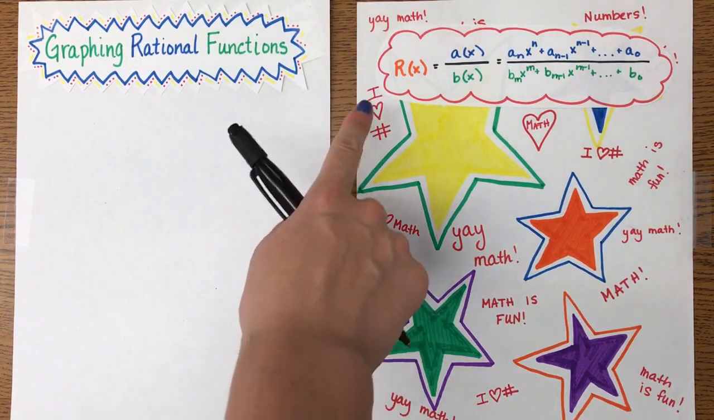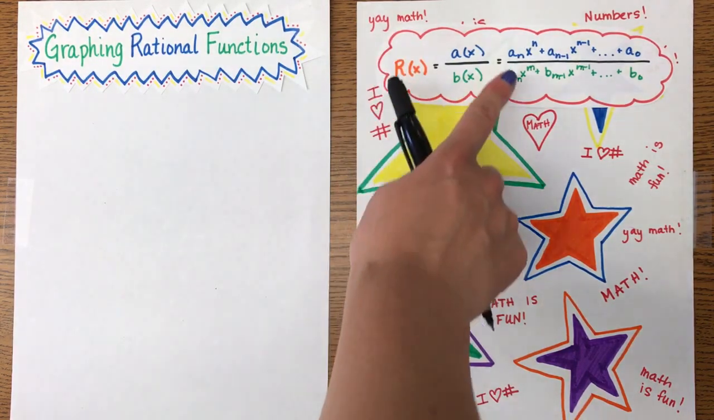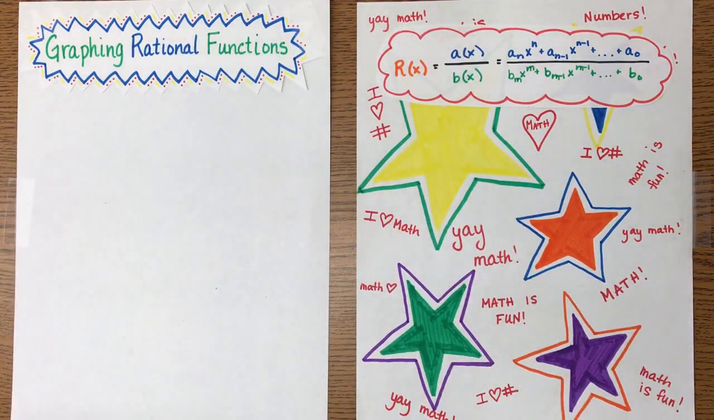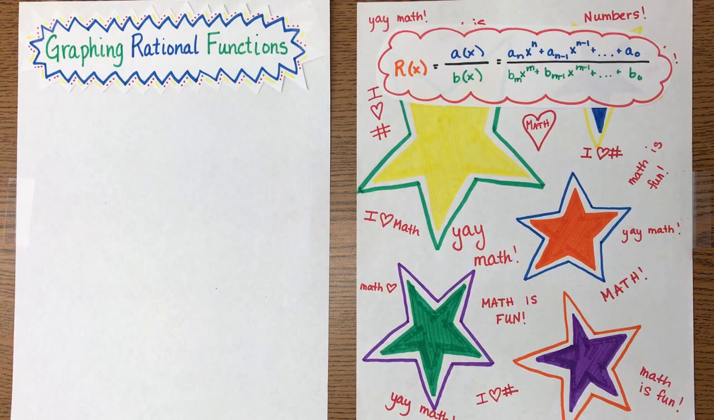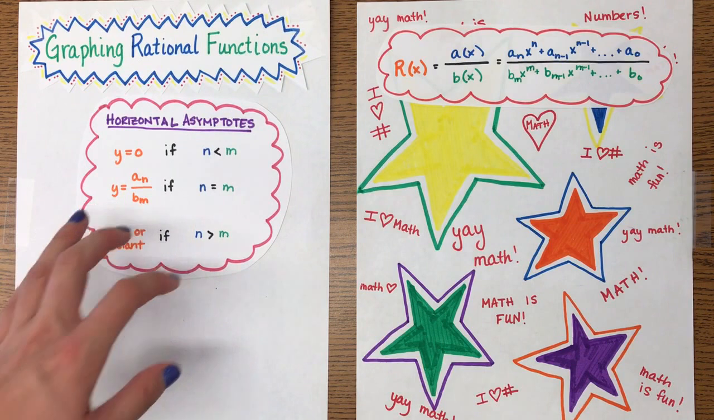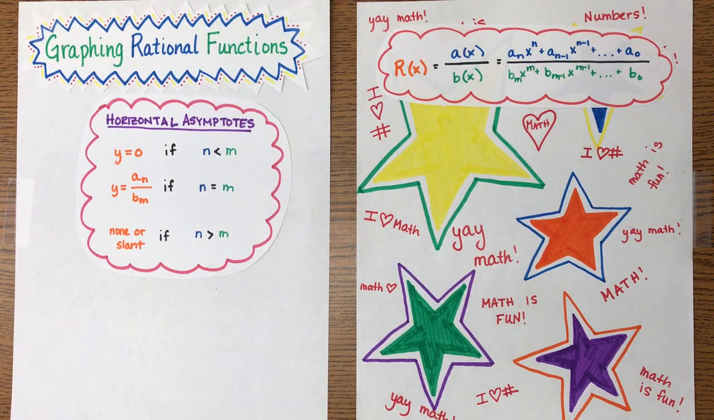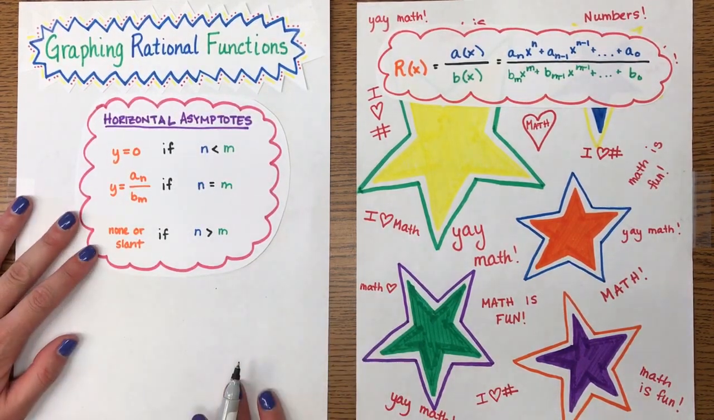If I look at the general form of a rational function, I have a leading term of a sub n times x to the n in the numerator and a leading term of b sub m times x to the m in the denominator. What I see from this equation is that I have a degree of the numerator and a degree of the denominator. When I identify those degrees, I can understand a lot about the end behavior of my graph. We have a couple of rules. We're actually going to look at why these rules exist, but these are the rules.